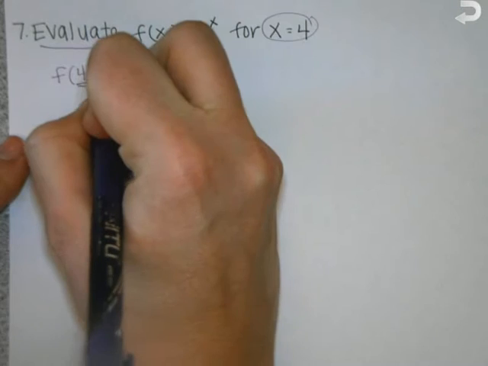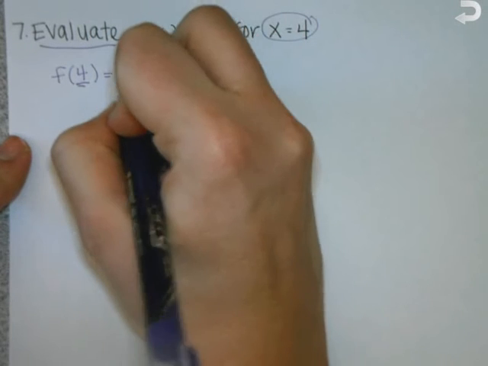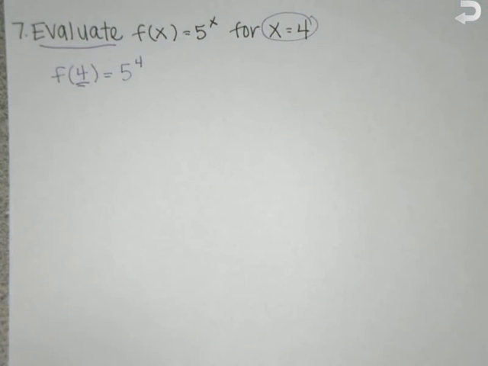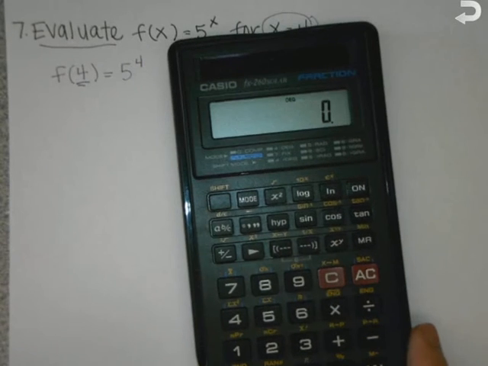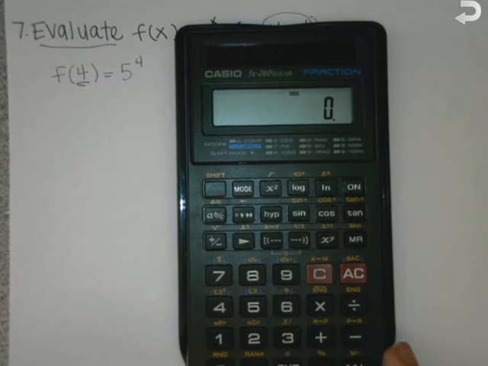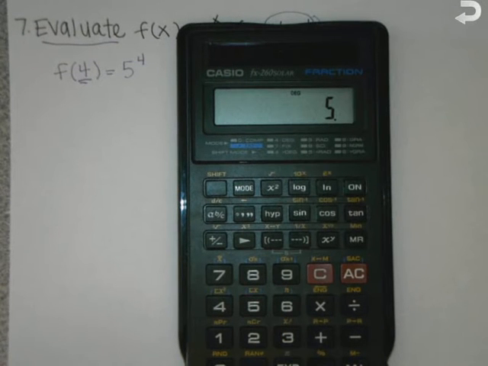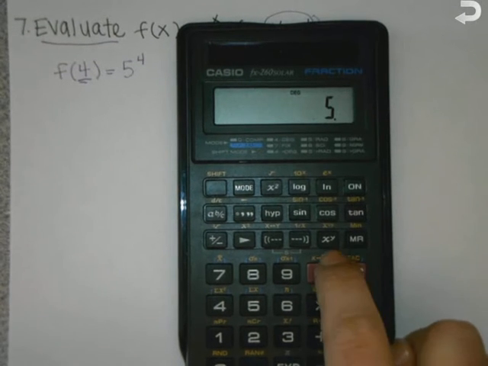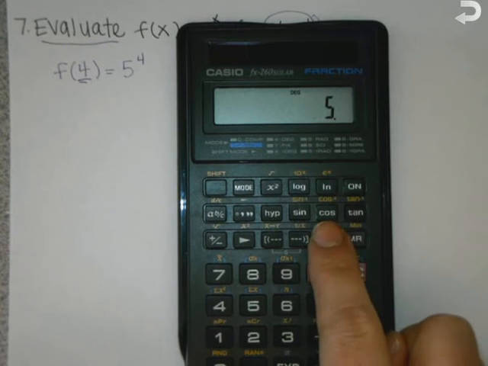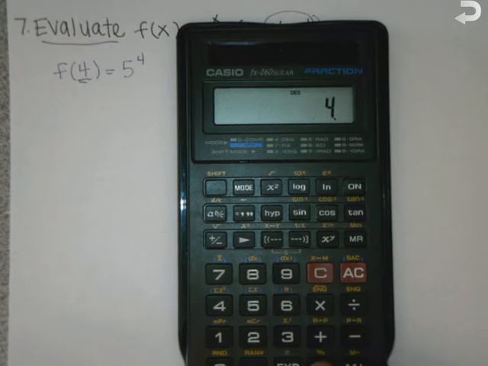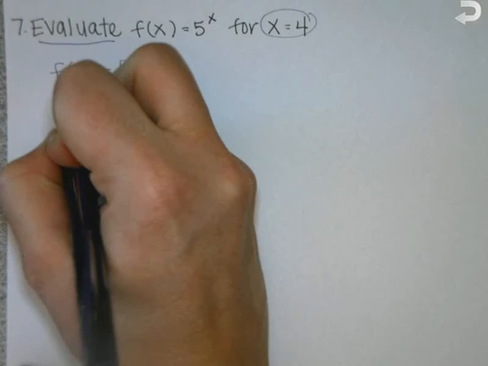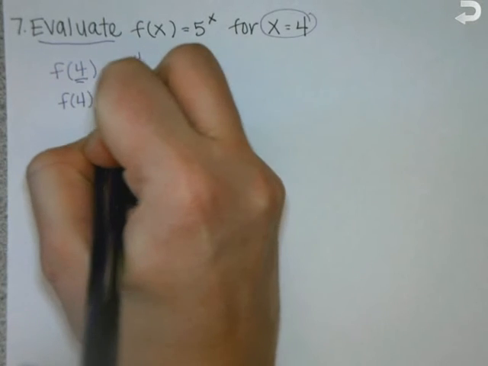f of 4 equals 5 to the power of 4. You can do that on your calculator. So if you are using one of my calculators, to do 5 to the 4, you type in 5, that's your base. And then there's a button right here that says x to the power of y. You press it, and then you put in your exponent, which is 4, equals 625. So f of 4 equals 625, and that's your answer.